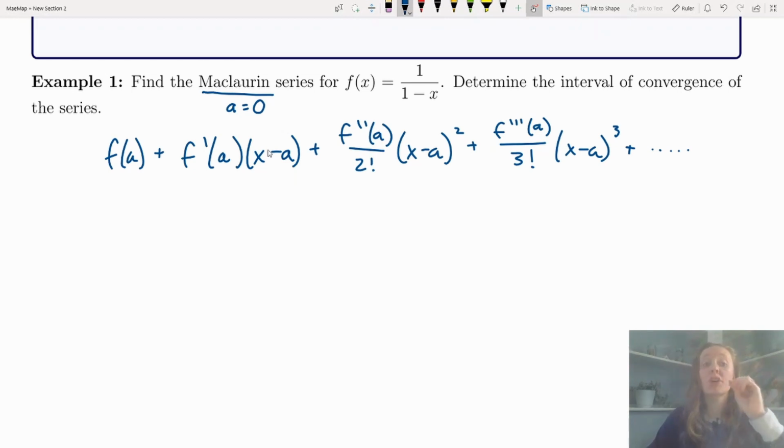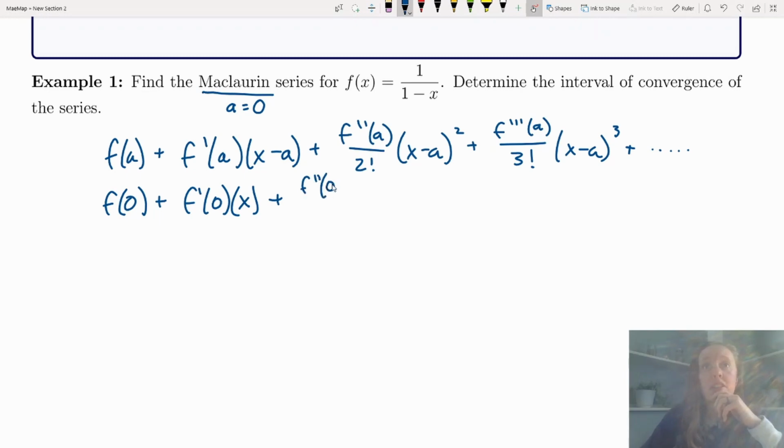Now remember, this is a Maclaurin series, so I care about when I'm plugging in a of 0. So I want f of 0 plus f prime of 0 times, well, x minus 0 is just x, and then I'll add that to f double prime of 0 over 2 factorial times x minus 0, which is just x, squared, plus f triple prime at 0, all over 3 factorial times x minus 0, which again is just x cubed.